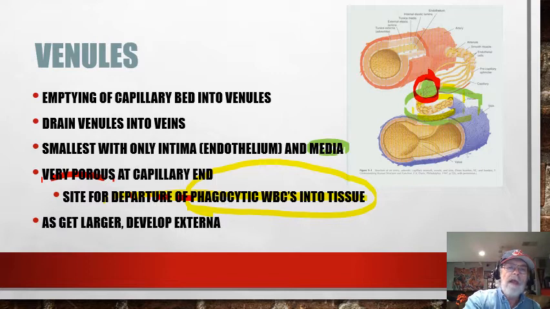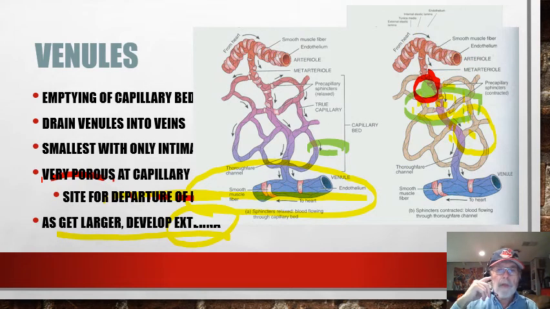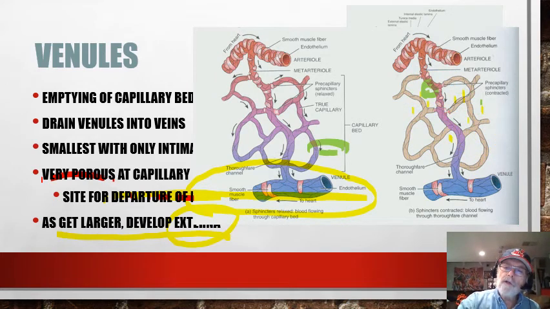of the venules, okay? As we get further and closer to the area of the vein, they get larger and they develop an externa, something that holds them to the outside tissue, okay? And basically, that's a mess, okay? We're talking about the venules being in this area. Let's just go on, okay?